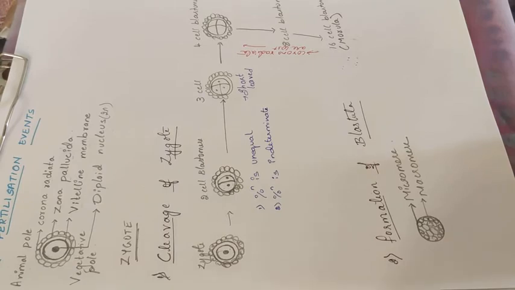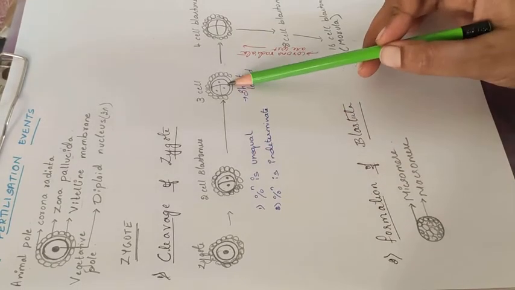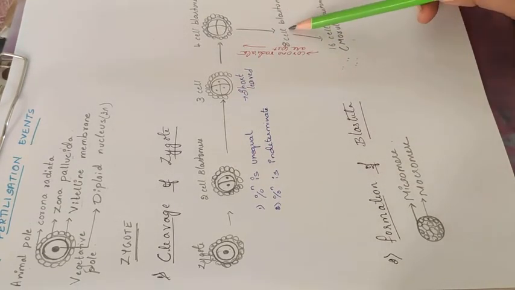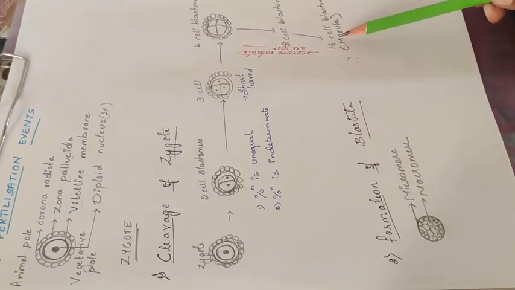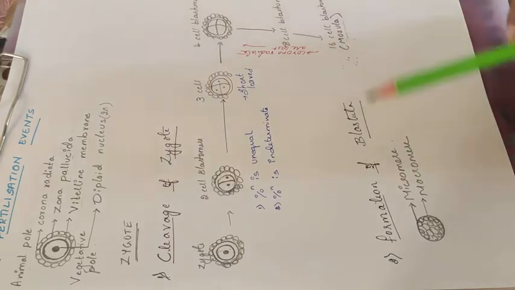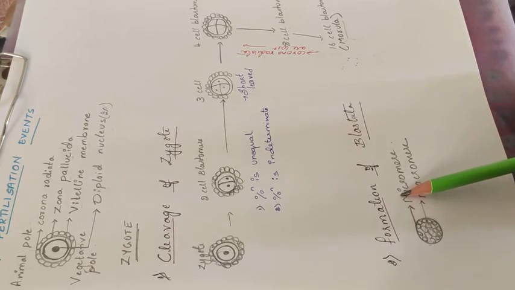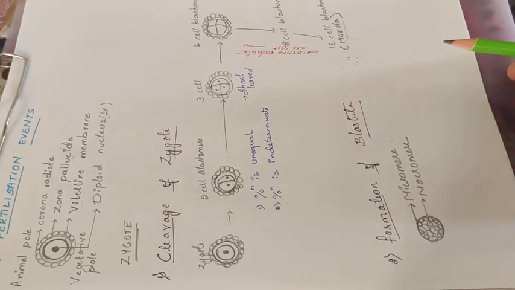Am I clear? The zygote divided to form 2 cell, 3 cell, 4, 4 to 8, 8 to 16 cell, and at this stage you call it a morula. Now there are 16 cells inside this morula. Out of these 16, the smaller cells will arrange themselves at the peripheral, and bigger ones will move towards the center. The small one you call a micromere, the bigger one a macromere, but both are blastomeres.